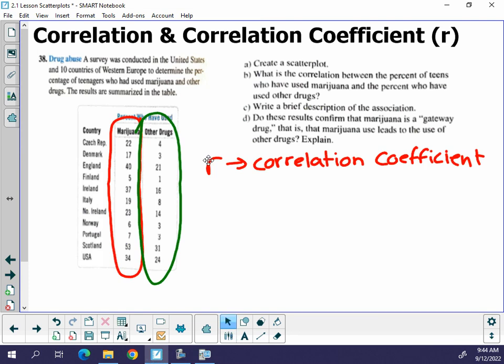And r is always going to be between -1 and 1. So 1 is a perfect straight line that's positive. -1 is a perfect straight line that's negative. Any correlation coefficient close to 0 is going to represent a weak relationship. Anything close to 1 or -1 is going to represent a strong relationship.